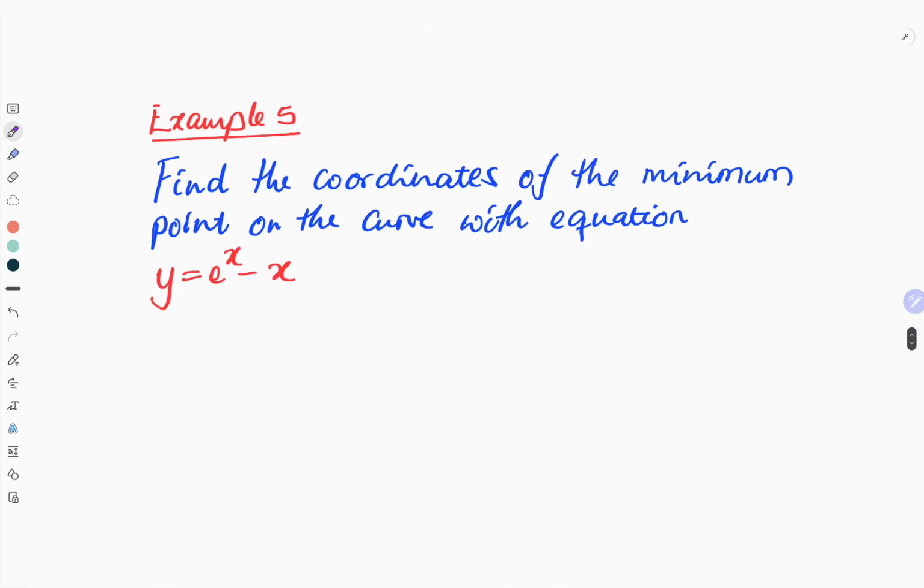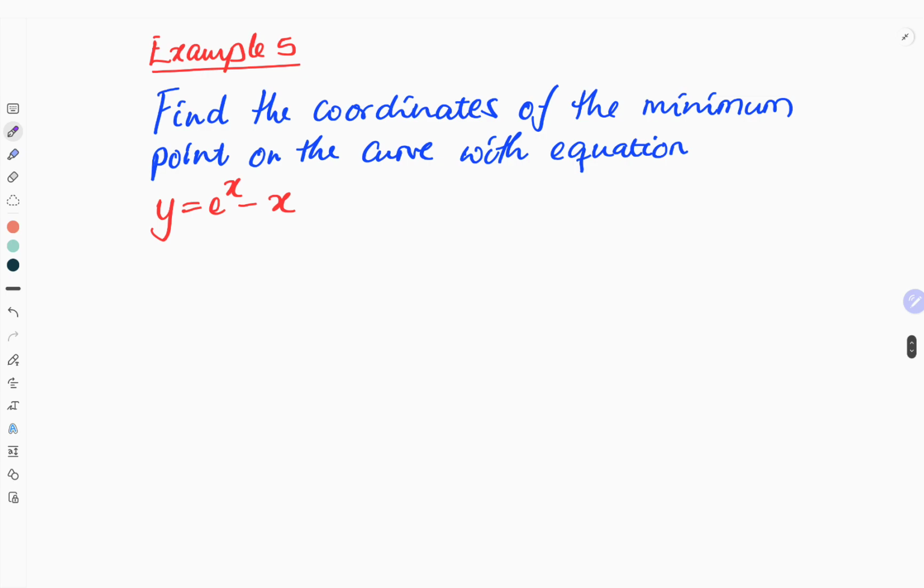Then moving on to the last example. In this example, we are asked to find the coordinates of the minimum point on the curve with the equation y equals e to the power of x minus x. In the previous lesson, I showed you how to determine the stationary points. Remember, at the stationary points, dy dx is equal to 0. So we derive this function: the derivative of e to the power of x is 1 times e to the power of x, which is just e to the power of x, minus 1.